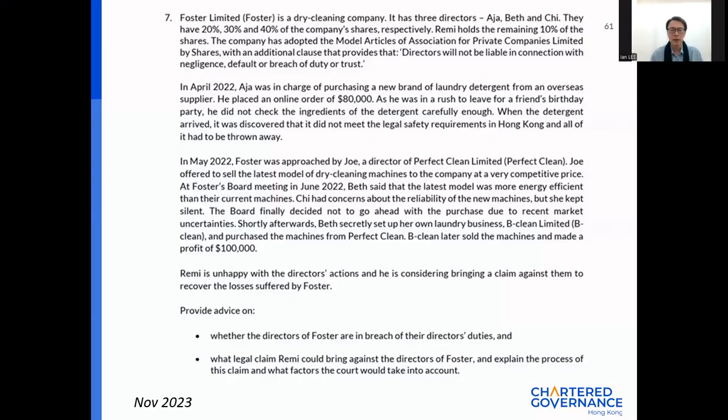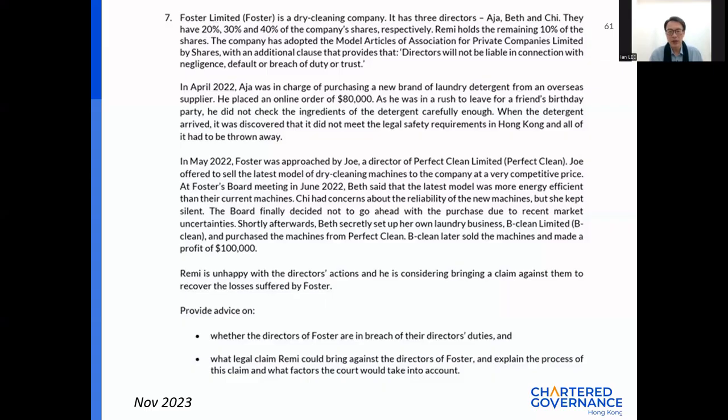Then in May, Foster Limited, the company, was approached by Joe, a director of Perfect Clean. Joe offered to sell the latest model of dry cleaning machines to the company at a very competitive price. So at the board's meeting, Beth said that the latest model was more energy efficient than the current machines. Kai had concerns about the reliability of the new machines, but she kept silent. The board finally decided not to go ahead with the purchase due to recent market uncertainties.